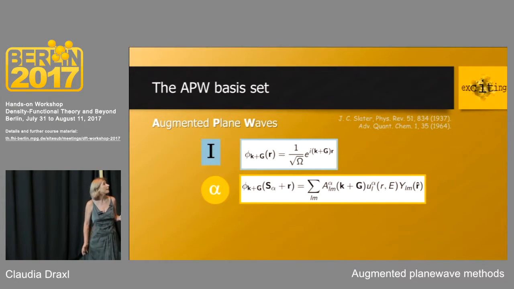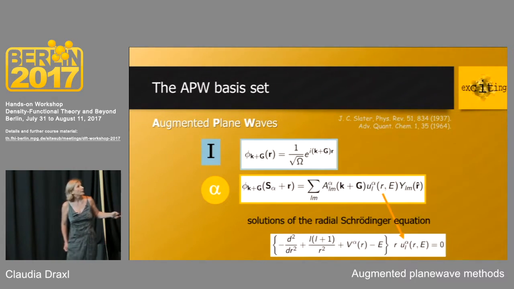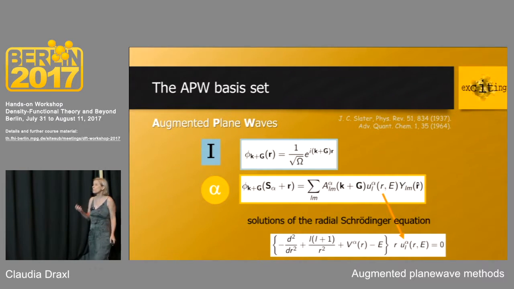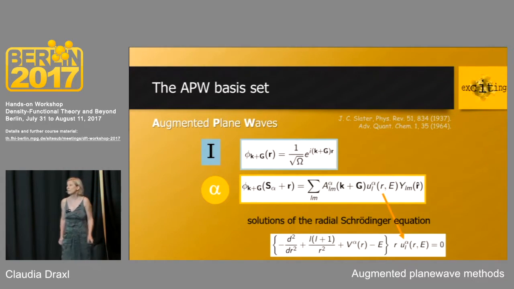So, like I said already, we have these dual bases. These are plane waves in the interstitial, and the atomic-like functions in the spheres. Now, where do these UL here come from? The YLM is just the lattice harmonics, and the UL comes simply from solving the radial Schrödinger equation in the atomic sphere. This gives you this function U, and of course you know that this radial Schrödinger equation depends on the energy, and this means that the whole basis set now depends on the energy, and this, as I will explain in a second, makes it costly.